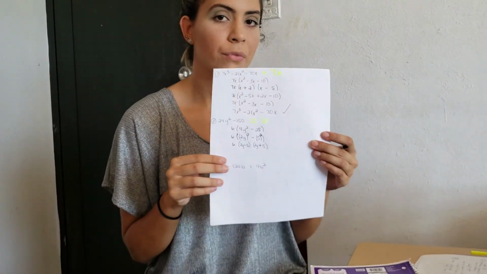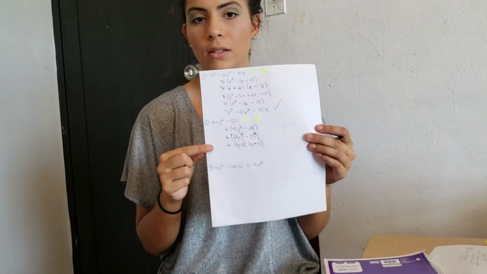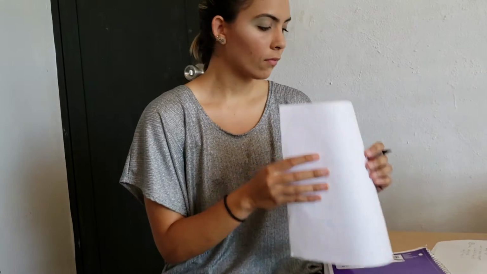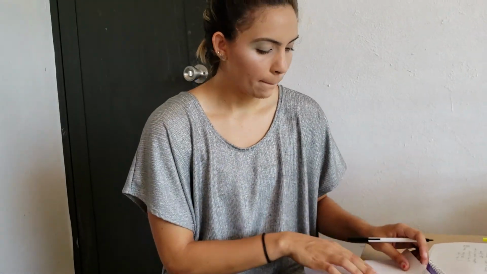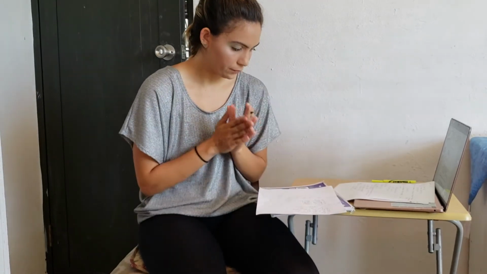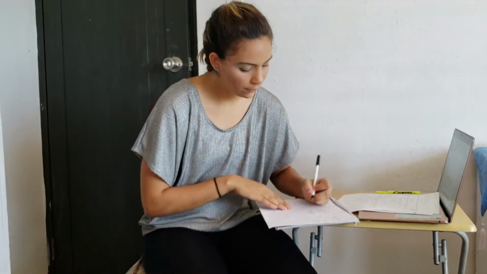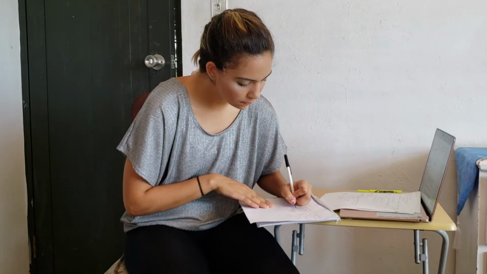Let's check. Is this factored completely? Yes. Why? Because we can't factor it anymore. That's the last part, so let's check it out. We have 6 outside, and then 2y times 2y is what? 4y squared, right? And then 5 times 5, we have 25. Minus 25.